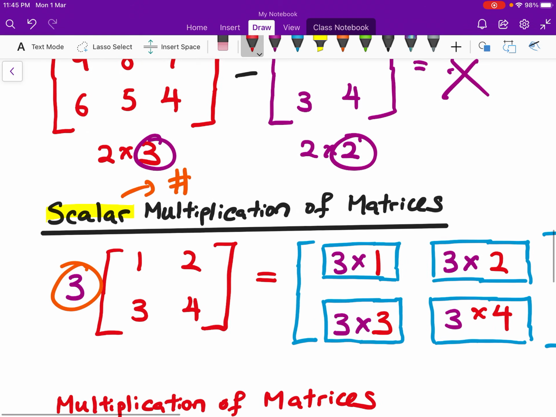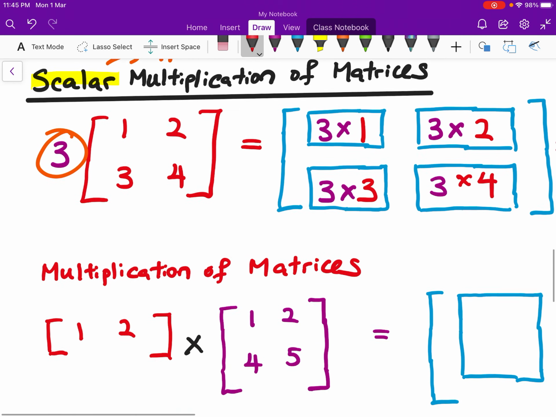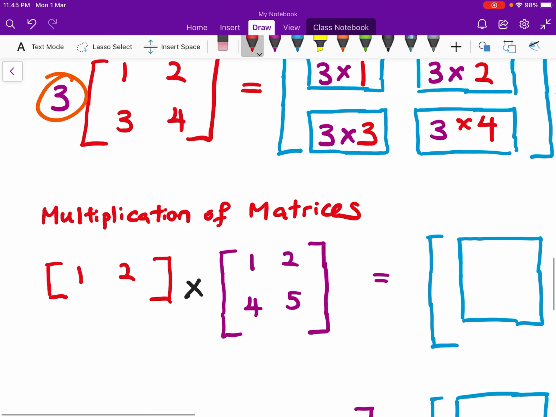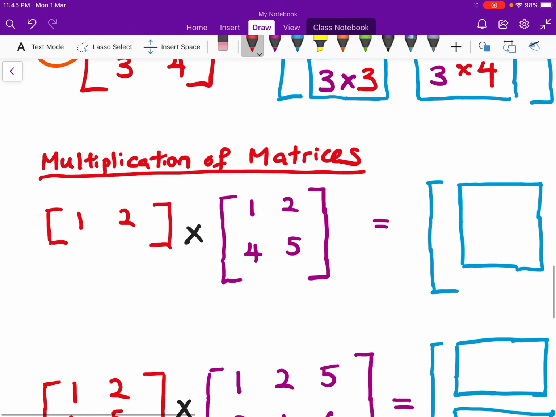Now we go to the last thing, which is the multiplication of matrices, which is the most difficult part of matrices. We are done with the addition of 2 matrices and the subtraction of 2 matrices. Now we want to go to the multiplication. I want to multiply 2 matrices together. So what should I do?